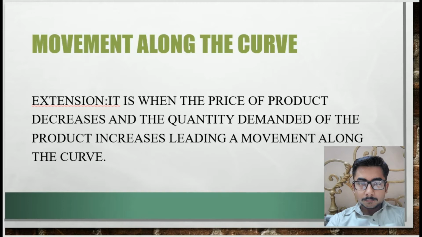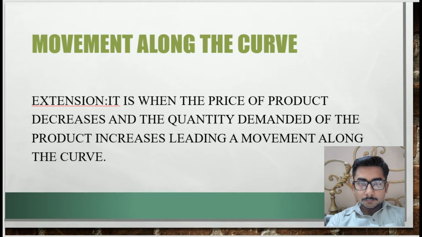The law of demand is saying that when the price is decreasing, the quantity demanded will increase, and in the opposite situation, when the price is increasing, the quantity demanded will fall. So basically it is saying extension of what? It is saying extension of quantity demanded. When the price decreases, the quantity demanded will increase, and this will cause a movement along the curve which will show an increase in the quantity demanded.